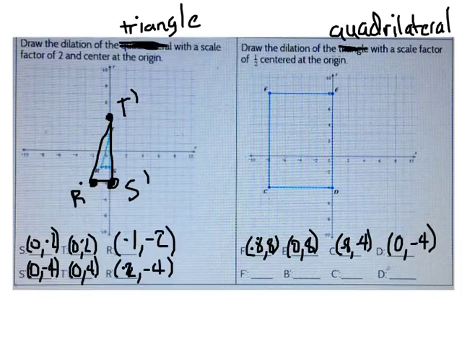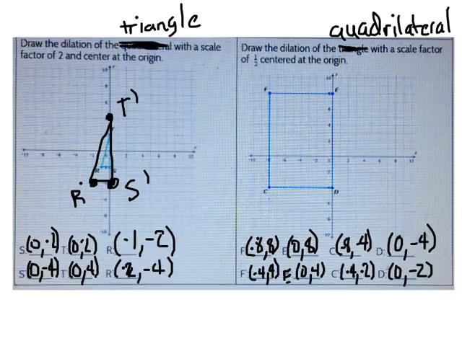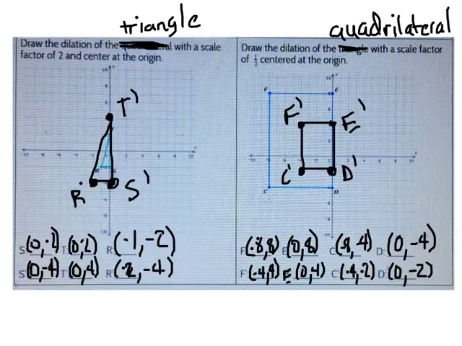After a dilation by a scale factor of 1/2, what will be the new ordered pairs for F prime, E prime, C prime, and D prime? F prime will be located at -4, 4. E prime will be located at 0, 4. C prime will be located at -4, -2. And D prime will be located at 0, -2. Go ahead and draw those new ordered pairs in now to draw your dilation. Check to see that your dilation looks like mine.